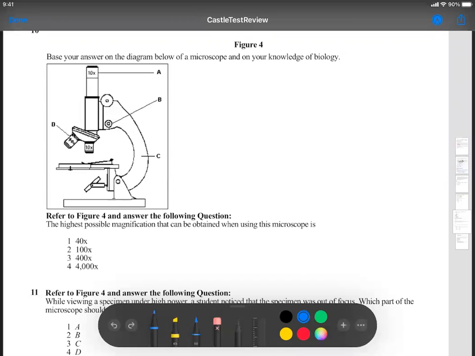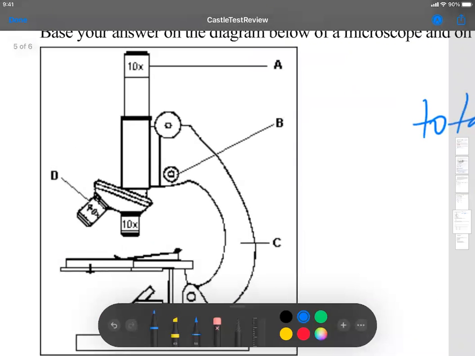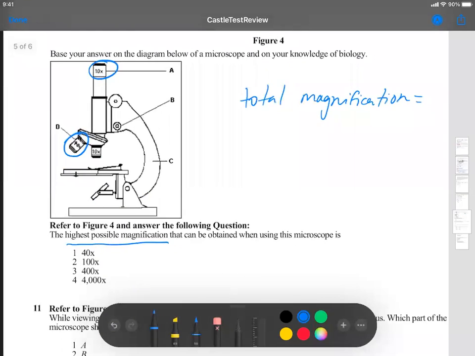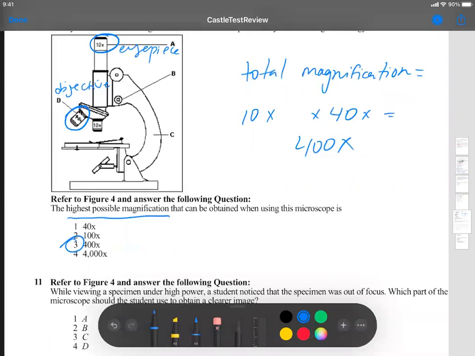Okay, so it says the highest possible magnification, and to me that means the total magnification. So I looked at the high objective power, which was 40x, and I automatically know that the eyepiece is 10x. So I multiplied 10x by 40x, and I got 400x. Perfect. So your total magnification was 400x here. We're always going to use this formula. The total magnification equals the eyepiece times the objective. Okay, so in this case, it was 40x times 10x, which gave us 400x. Great job. All right, number 11.